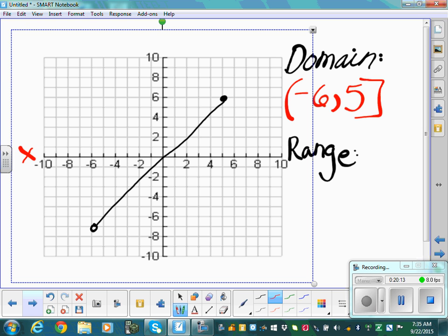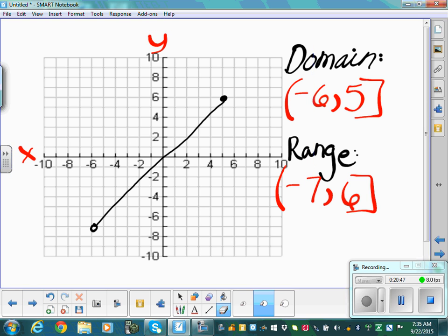Now range is y values. Now this is talking about the y-axis. How far down and up does it reach on the y-axis? -7 to +6. It doesn't include -7 because of the open circle. Any questions on domain and range? Okay, what about this one?